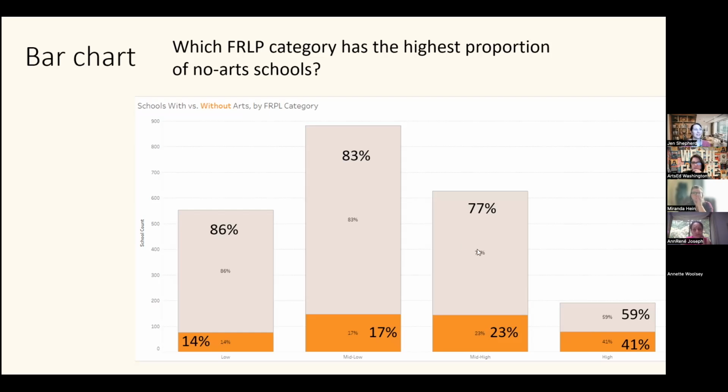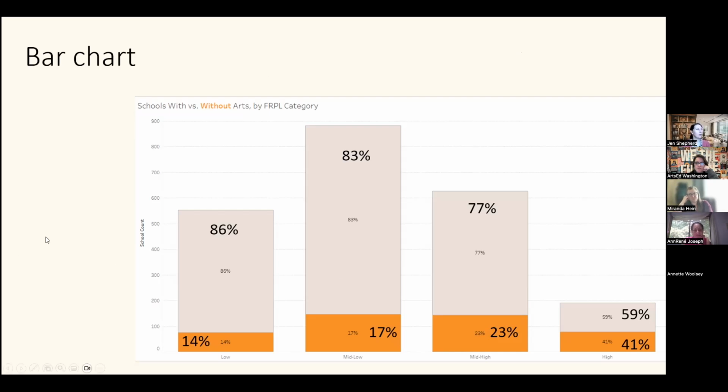You'll see the screenshot made it a little hard to read these labels, so I added my own. So hopefully that helped too. So yes, that is correct. It's the 41% in the high group. So the students who attend the schools where most of their peers are eligible for free or reduced price lunch are also the students who are in schools that do not have access to the arts. Interesting relationship there.